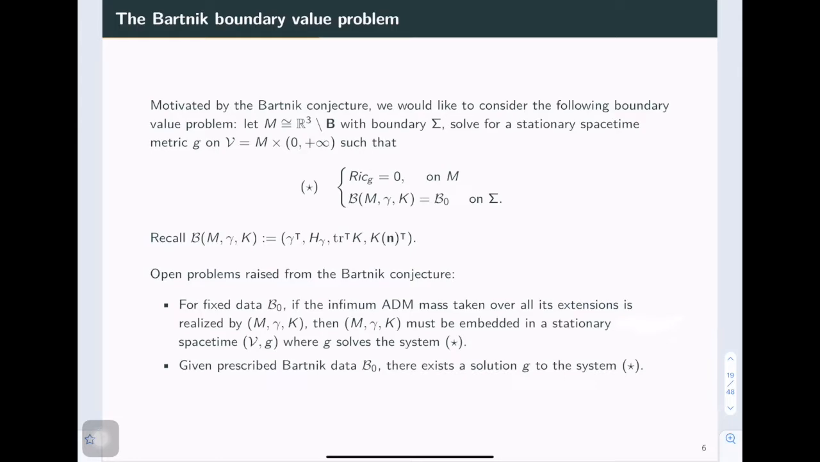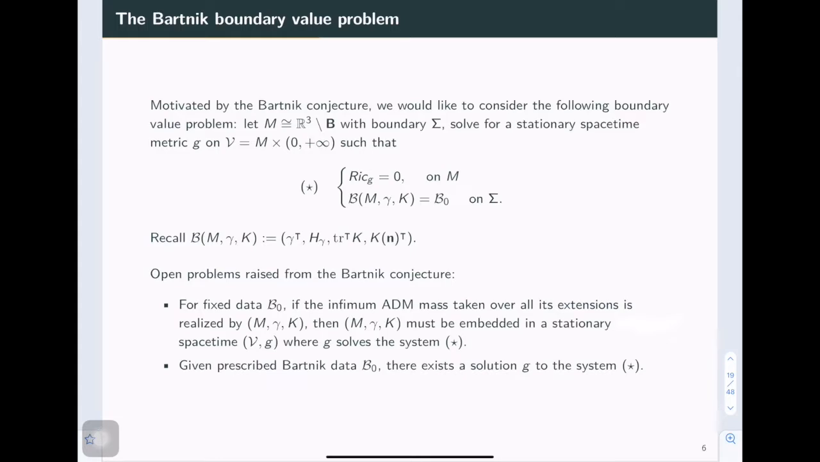Now, using this boundary value problem, we can interpret the Bartnik conjecture in two parts. The first part is that for fixed data B0, if the infimum ADM mass taken over all its extensions is realized by some initial data set, then that initial data set can be embedded in a stationary spacetime where the metric solves this system here. And the second part is that given prescribed Bartnik data B0, there exists a solution to this system.